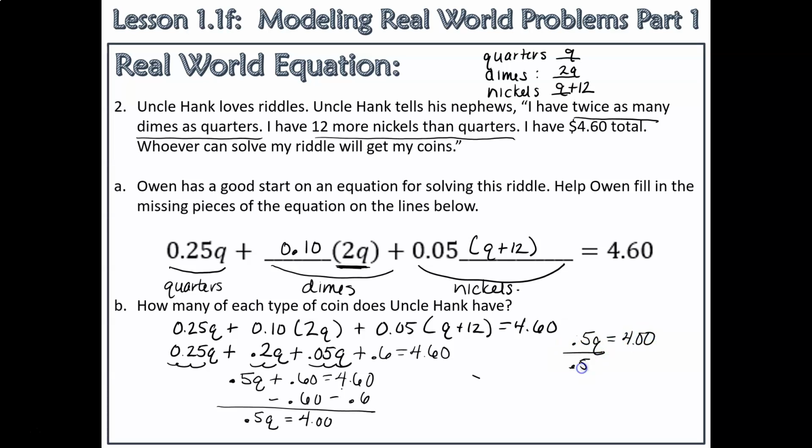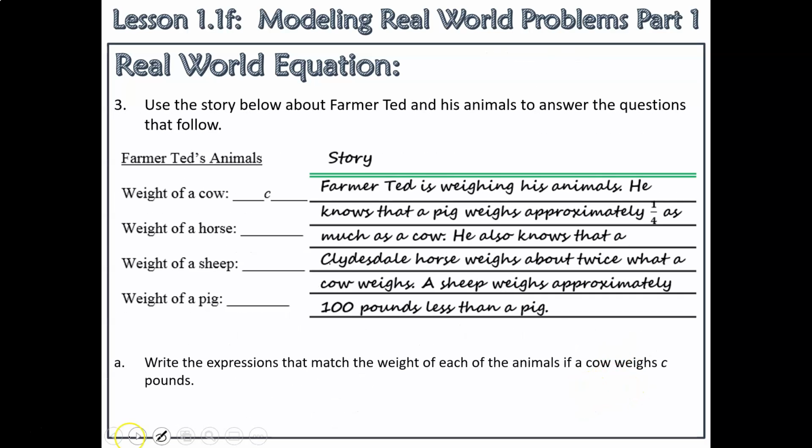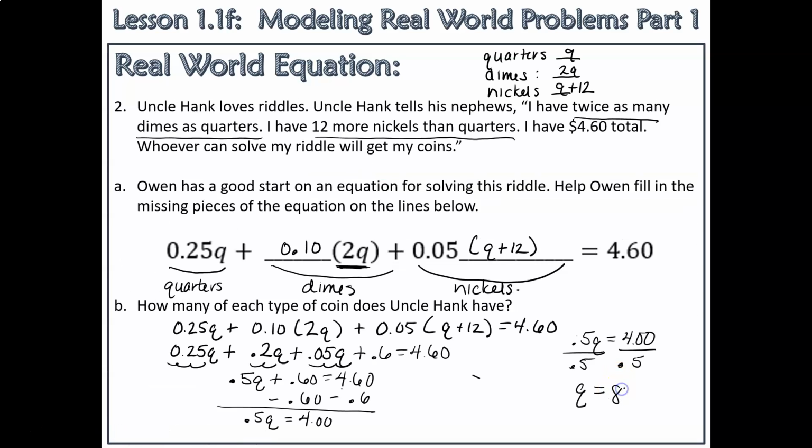And when I divide by 50 cents, I have 8. And in the context of our problem, that means I have 8 quarters. If I have twice as many dimes, I have 2 times 8, or 16 dimes. And if I have 12 more than 8 nickels, I have 20 nickels. There you go. All right, let's move on to number 3.